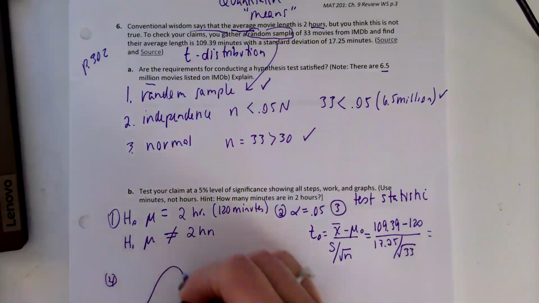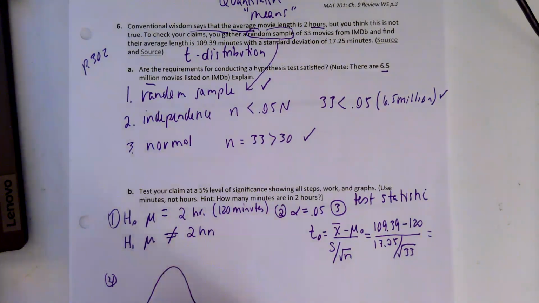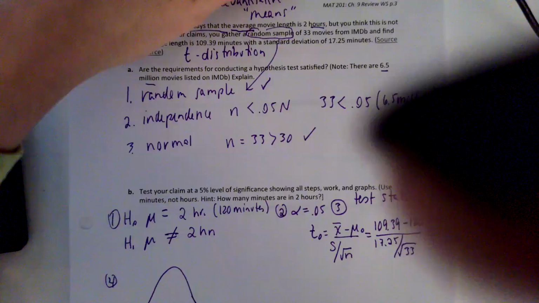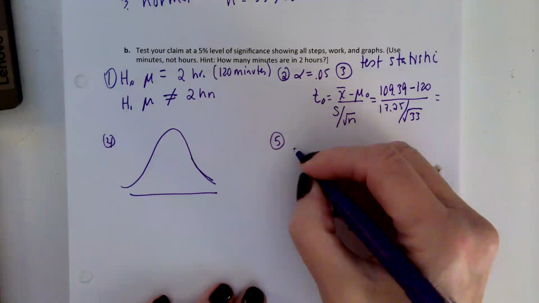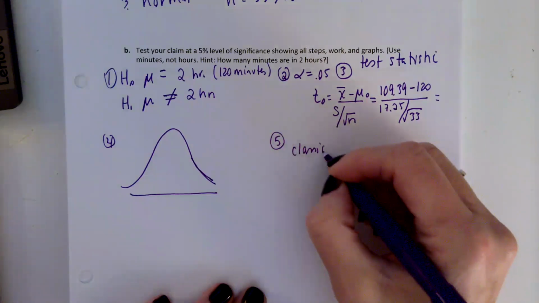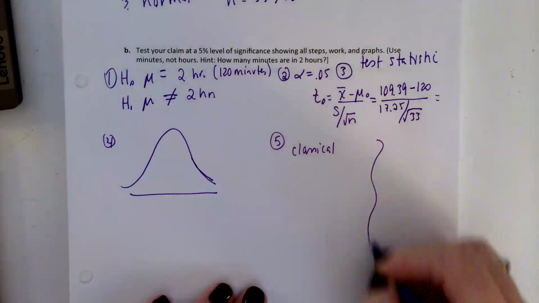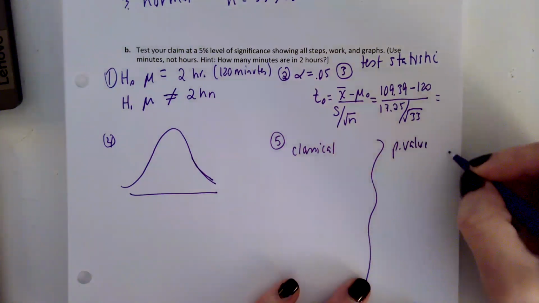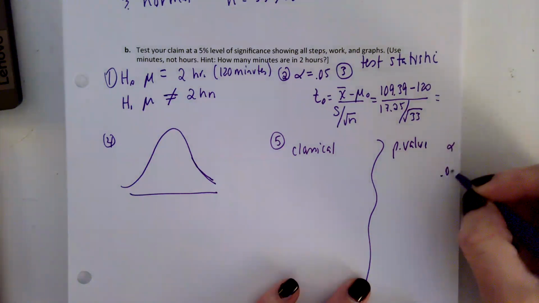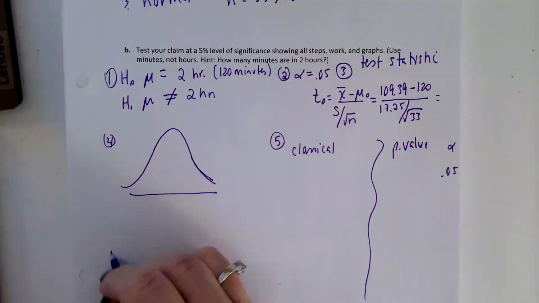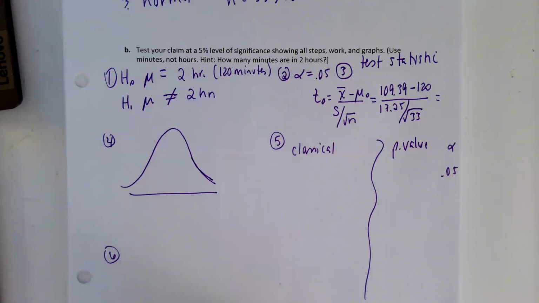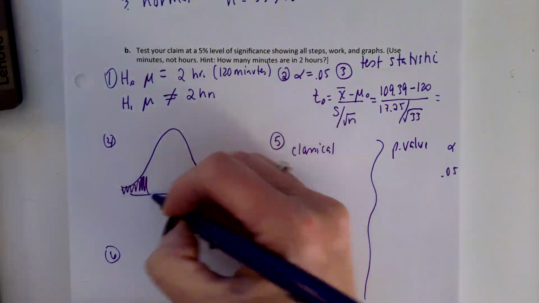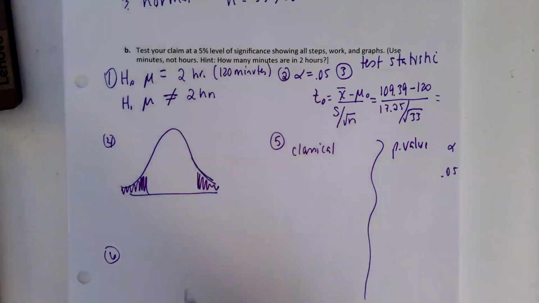I'm going to get my picture set up ready. And then I'm going to show you both the classical and the p-value methods so that you can see how both work. And then, of course, we're always going to write our conclusion. So because it's a not equal to, we have space on both sides over here.